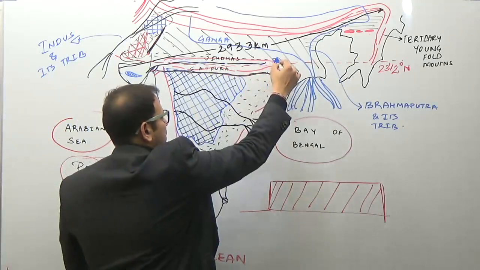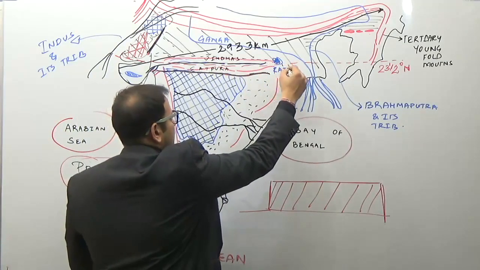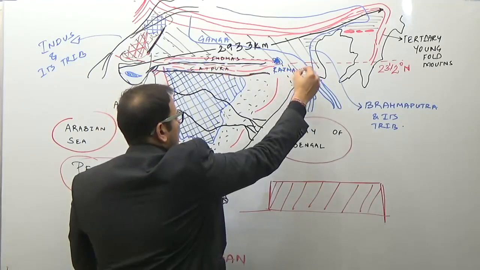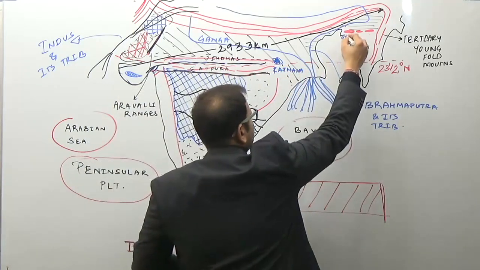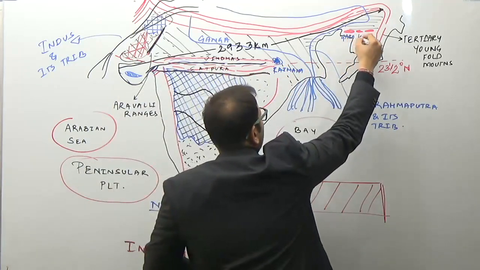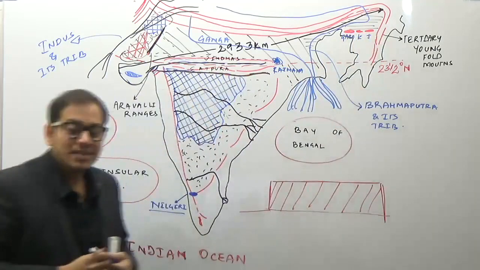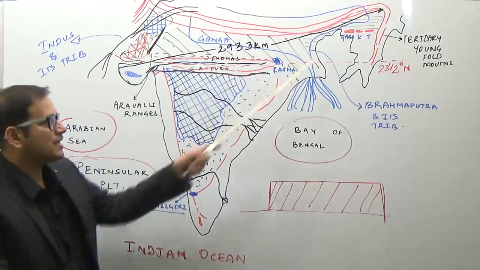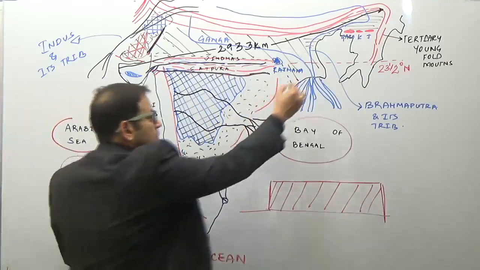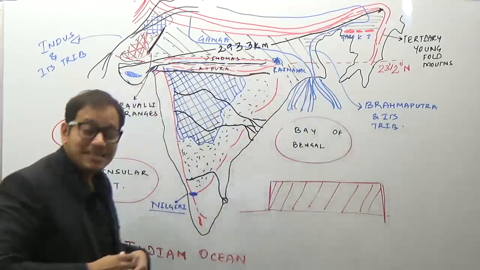It is separated by Rajmahal hills here, and it is separated by, what are the three hills here? These are Garo, Khasi and Jaintia. So it is separated by Rajmahal Hills and the Garo Hills. So this Rajmahal and Garo Hills are separated.